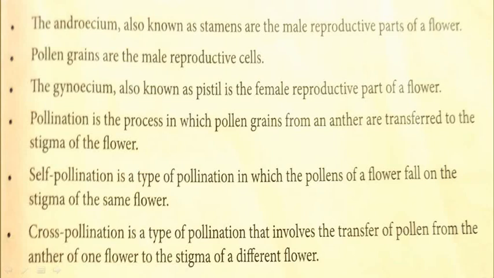Now pollination is the process in which pollen grains from the anther are transferred to the stigma of the flower. So in the formation of seeds, the first process is pollination. There are two types of pollination, self-pollination and cross-pollination. Self-pollination is a type of pollination in which the pollens of a flower fall on the stigma of the same flower, whereas cross-pollination involves the transfer of pollen grains from the anther of one flower to the stigma of a different flower. This is all about flowers and pollination.